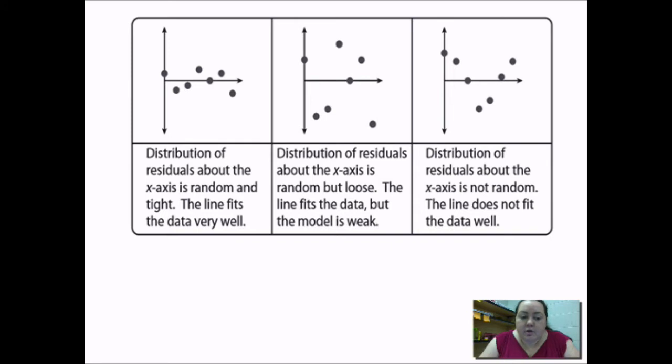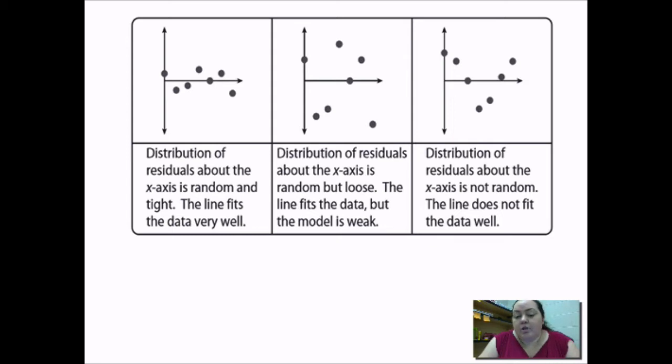Alright, so this distribution of the residuals about the x-axis is random and tight. So the line of fit is very good for this data set. The second one, the distribution of residuals about the x-axis is random, but it's a little bit loose. The line of fit for this data is good, but the model's a little bit weak.